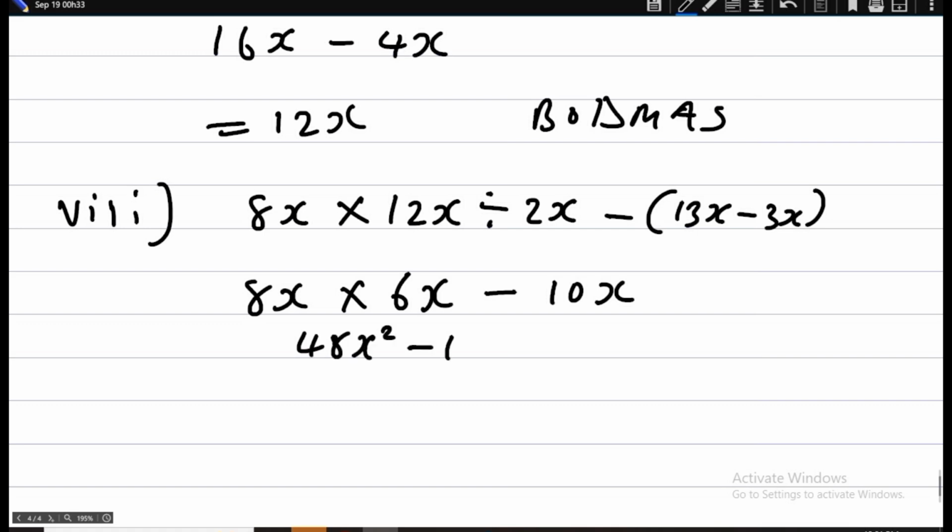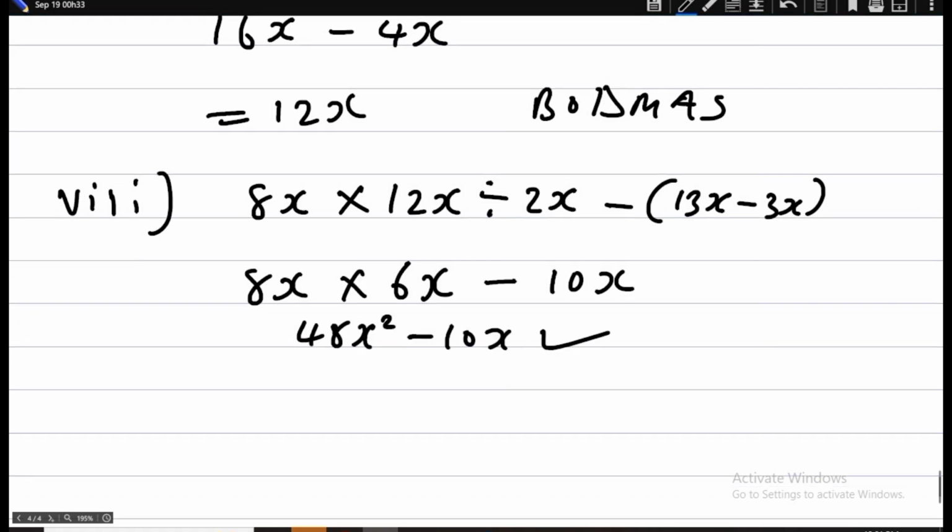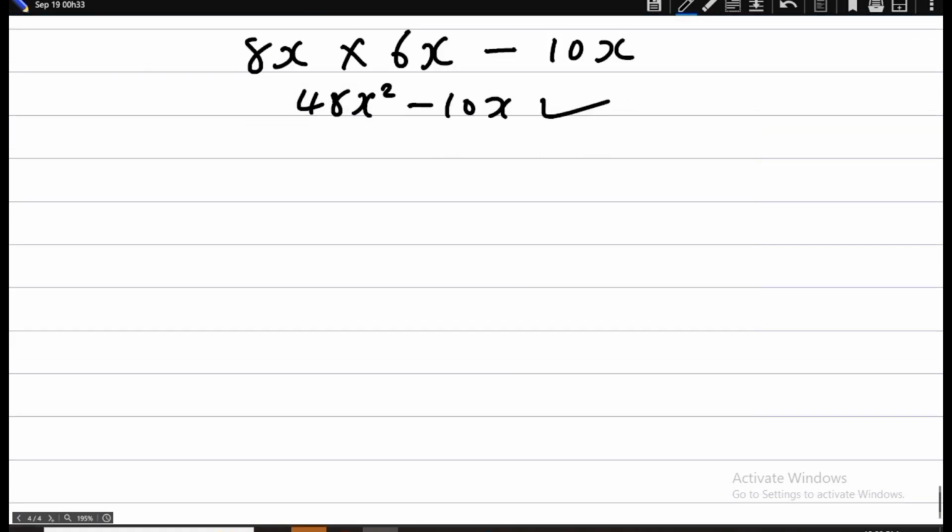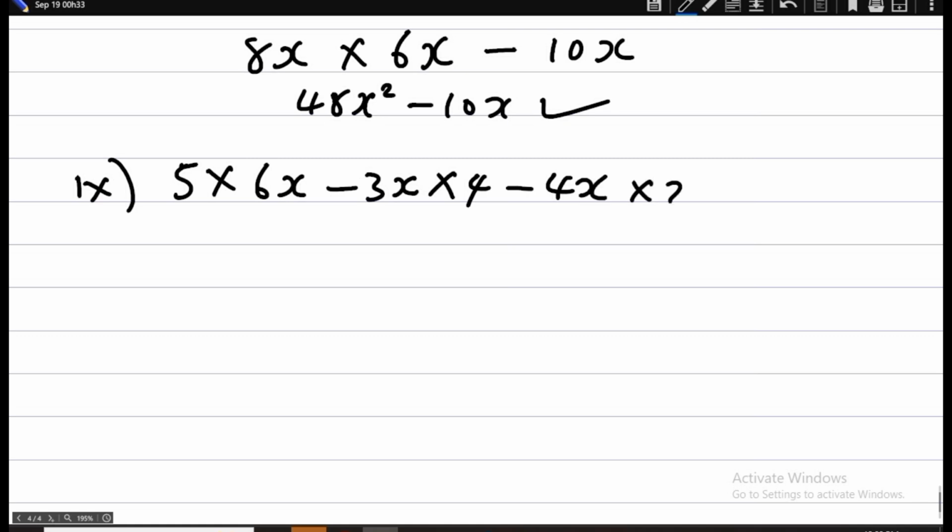We go to question number IX, which says 5 times 6x minus 3x times 4 minus 4x times 2. This time, 6 times 5 is 30x, minus 3 times 4 is 12x, minus 2 times 4 is 8x. So if we subtract, we have 30 minus 12 minus 8, which gives us 10x. So everything is giving us 10x.